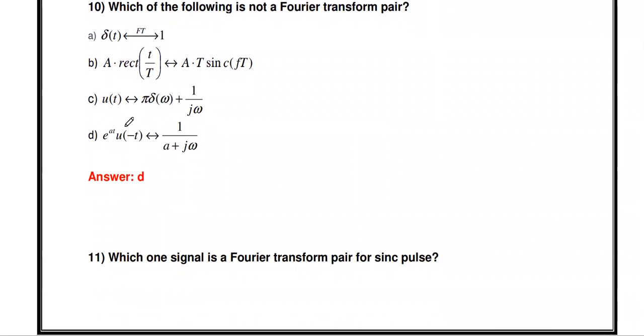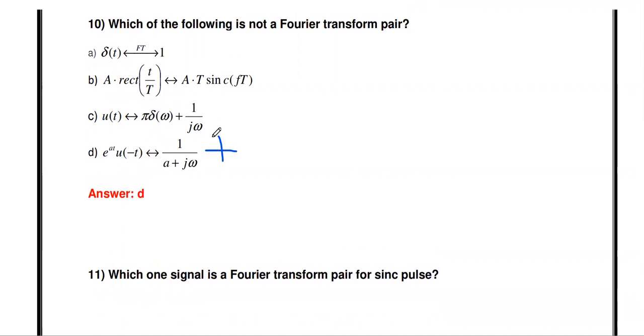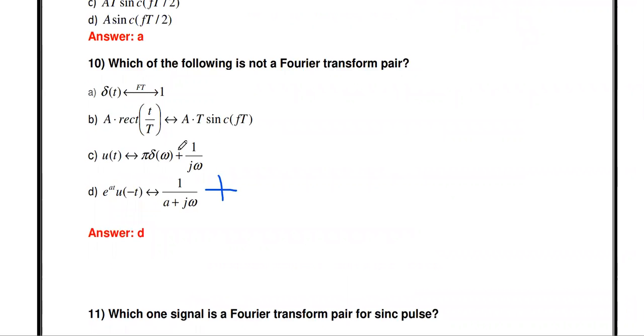Then e power minus at u of t, the answer is 1 by a plus j omega. So that is correct. E power at u of minus t means the answer is 1 by a minus j omega. So this is the wrong answer. The remaining three are the correct answers.